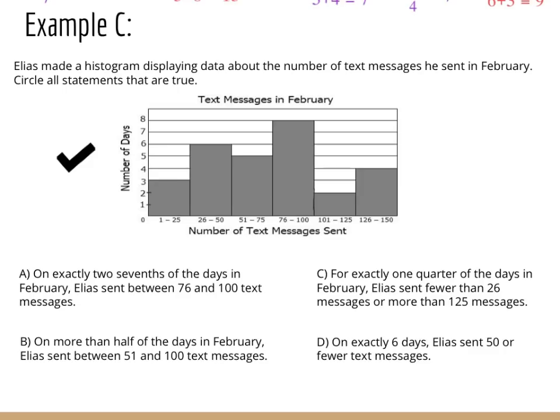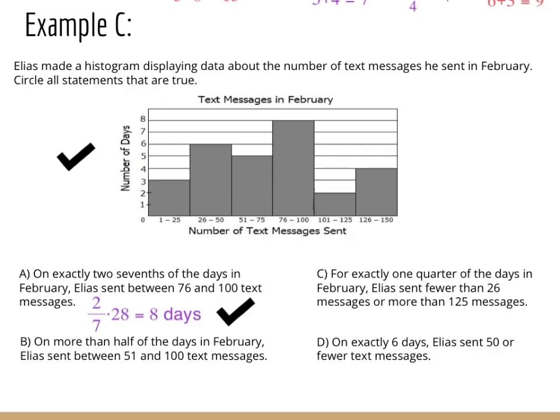So let's take a look at letter A, and it says on exactly 2/7 of the days in February, Elias sent between 76 and 100 text messages. So taking a look at the column that has 76 to 100 text messages, that number of days is 8. So what we need to determine is whether 8 is 2/7 of February. So I'm going to take 2/7 times 28, because there are 28 days in February. We're assuming no leap year here. And when you do 2/7 times 28, we get 8 days, and that is exactly where the 8 is in the column, so that statement is true.